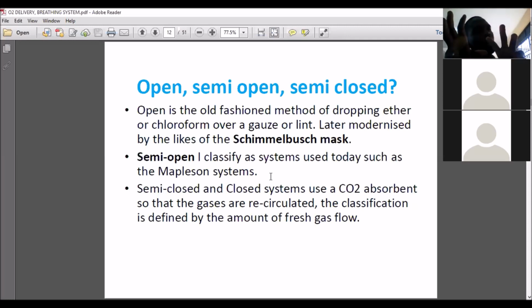So you're not giving me too much air now. You're just absorbing the carbon dioxide. No, the semi-open, I'm adding fresh air to the system. That is semi-open.